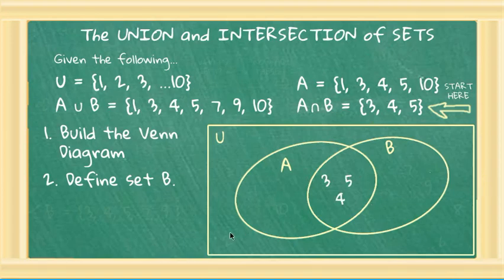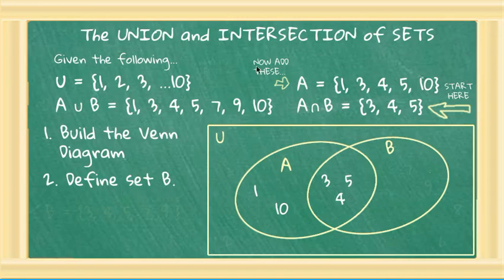Then let's put in A and B. So we'll do A next. And when I look at A, 1, 3, 4, 5, and 10, the 3, 4, and 5 have already been put in there. So 1 and 10 are the only two that are in A, but not in the intersection. Okay, same with B. Well, we're not given B, are we? We need to find set B.